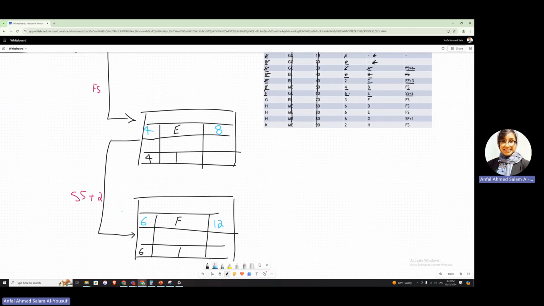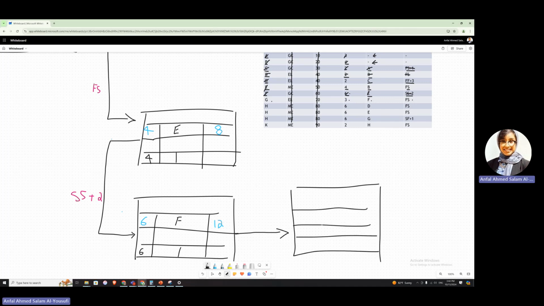So we are done with F. Done. G. The relation for G is F. The duration is 3 and it is finish to start, meaning I need to finish this and start my G. Okay, so it is finish to start. It is basically simply finish to start.